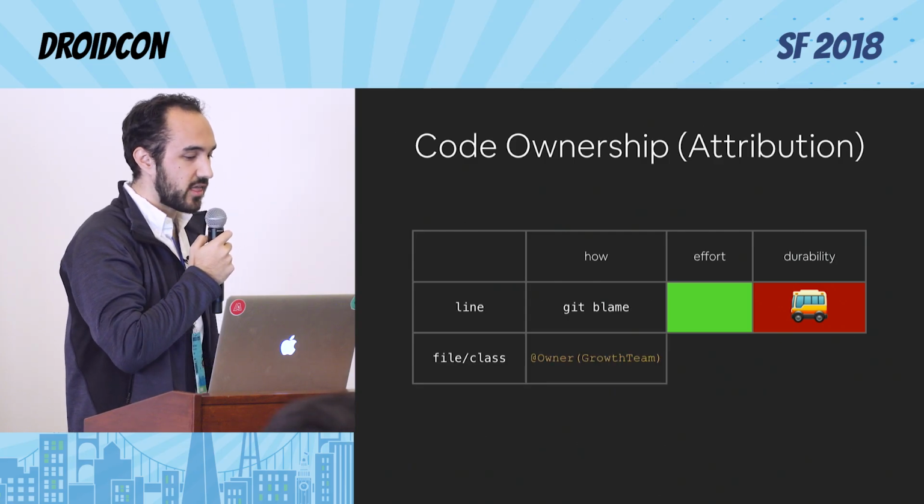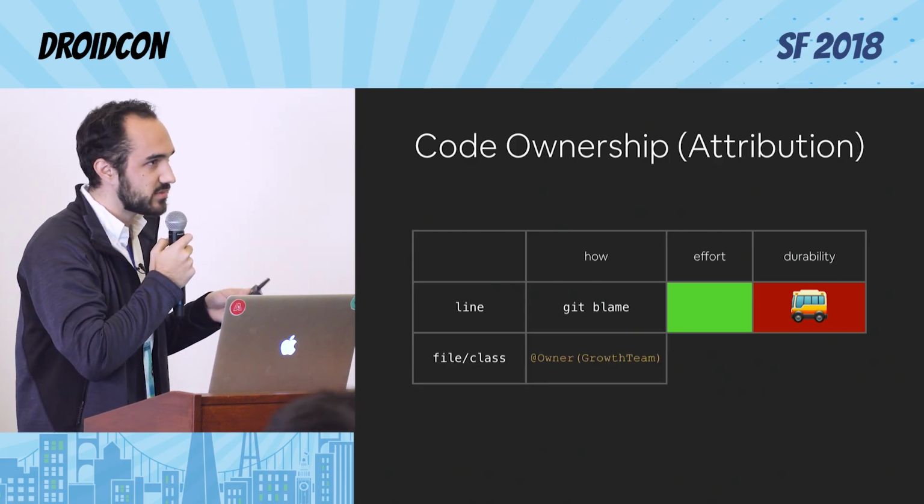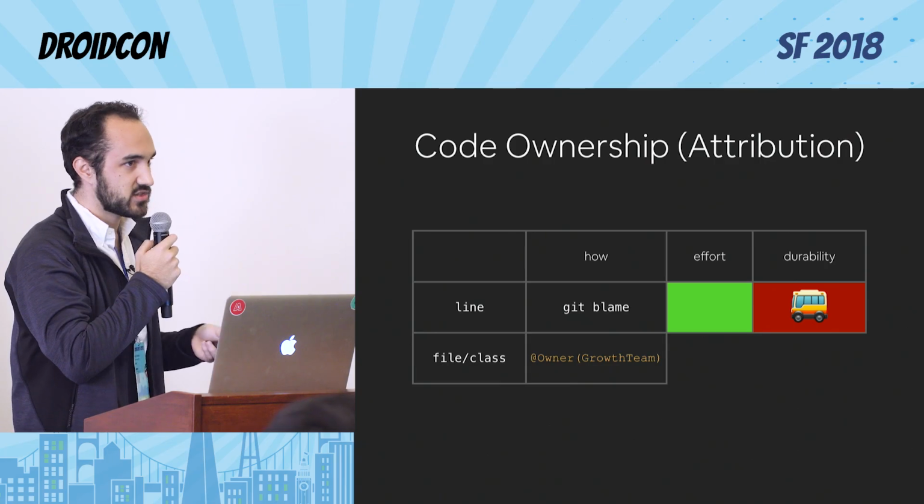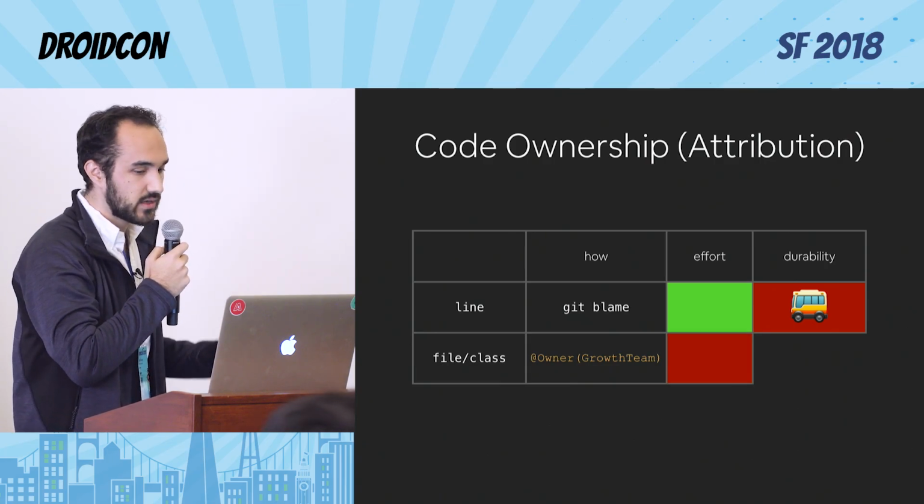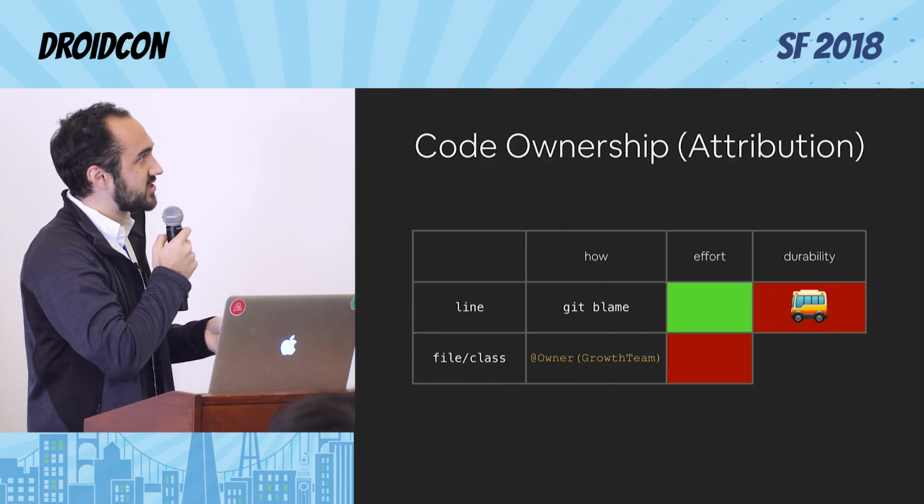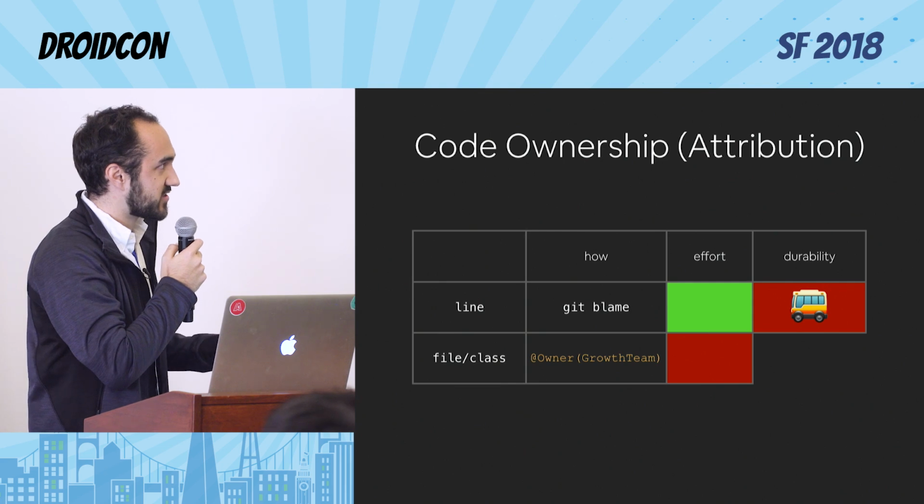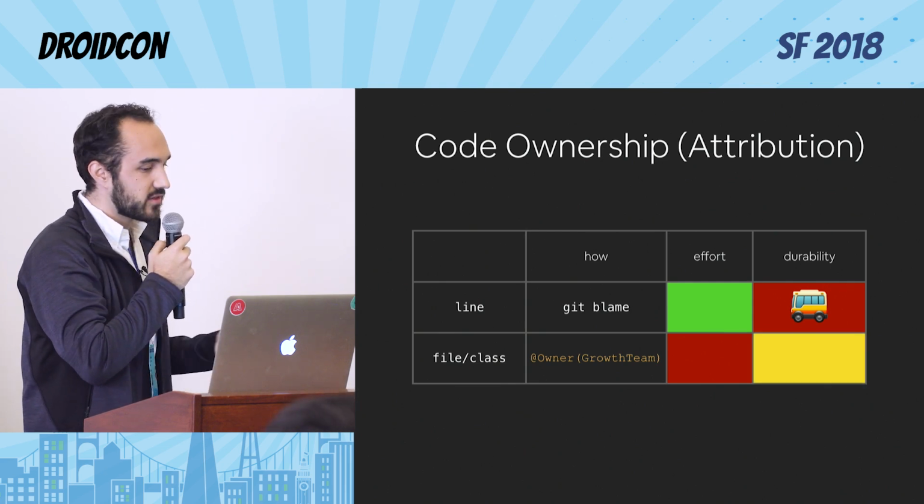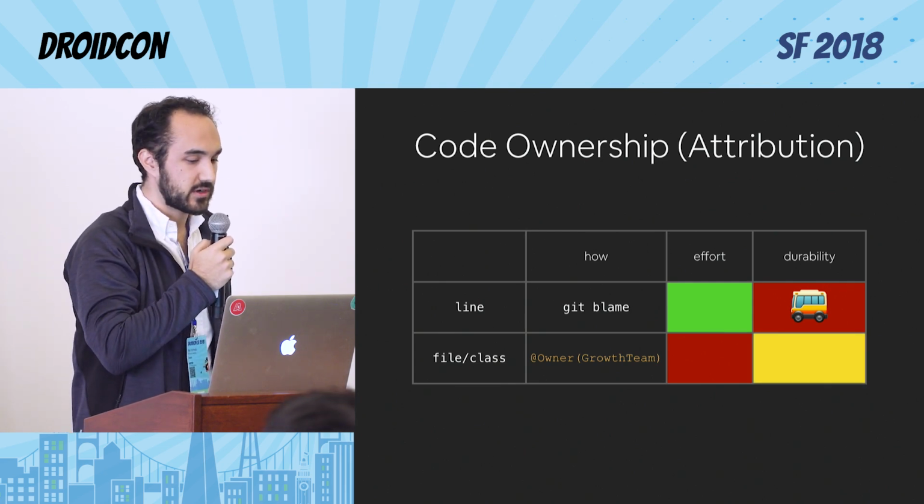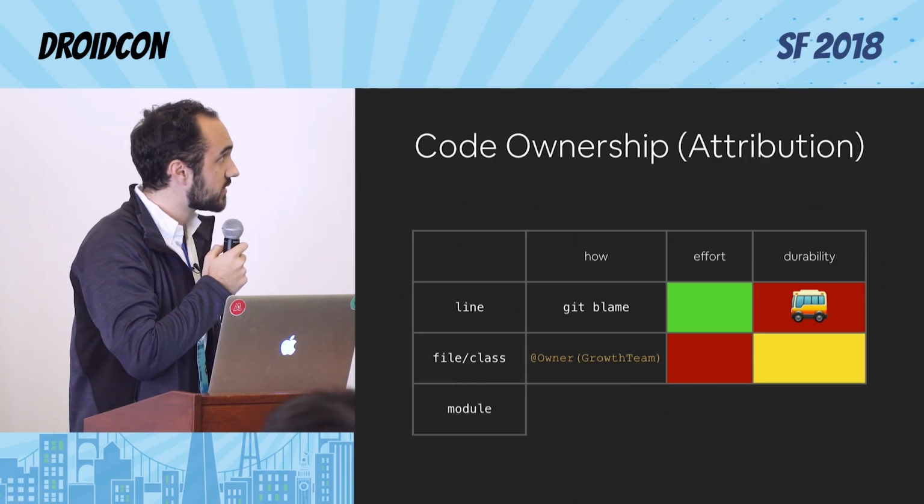So you might consider using files or classes. And this has the potential to be really cool. You can add annotations directly to your code and maybe build tooling around this. But think about how much effort it would take to annotate every single class or every single file in your code. And furthermore, in the event of a reorganization, you would have to go and update all of these.